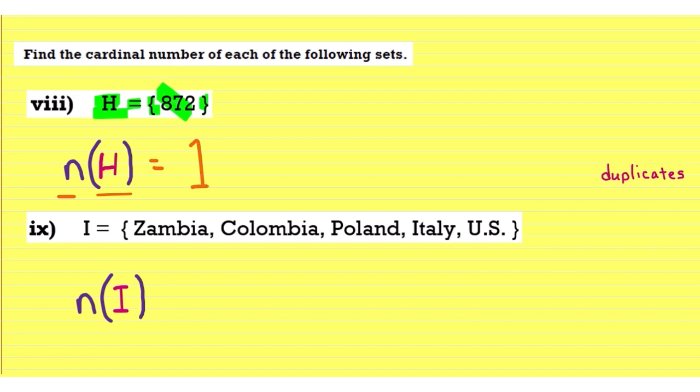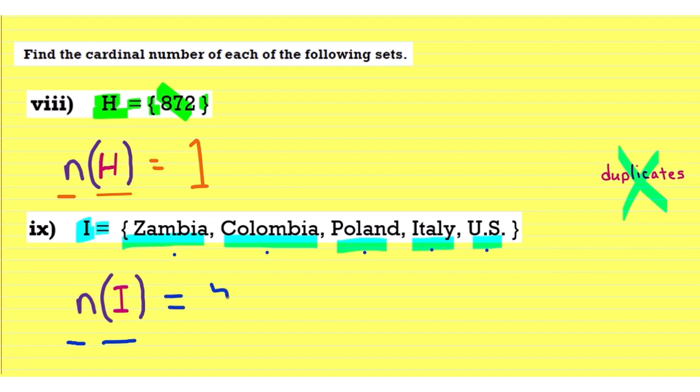Okay. We also have another problem here. The set of I is equal to Zambia, Colombia, Poland, Italy, and the US. So we just want to always make sure that we do not have duplicates. We do not have any duplicate countries. So therefore, we count each of those 1, 2, 3, 4, and 5. So the cardinality of set I is equal to 5.